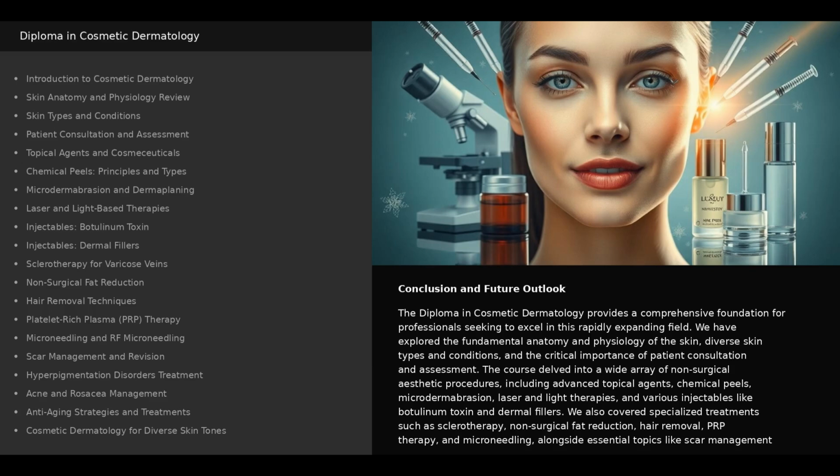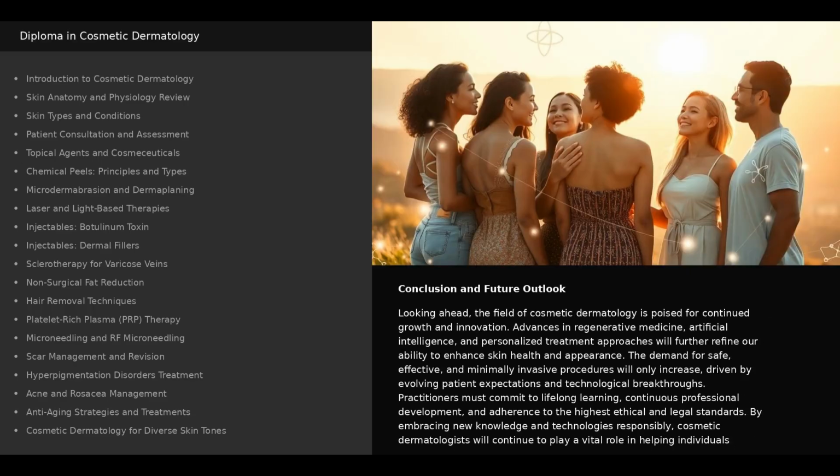We also covered specialized treatments such as sclerotherapy, non-surgical fat reduction, hair removal, PRP therapy, and microneedling, alongside essential topics like scar management and hyperpigmentation treatment. The emphasis throughout has been on evidence-based practices, patient safety, and achieving natural, aesthetically pleasing results. Looking ahead, the field of cosmetic dermatology is poised for continued growth and innovation.